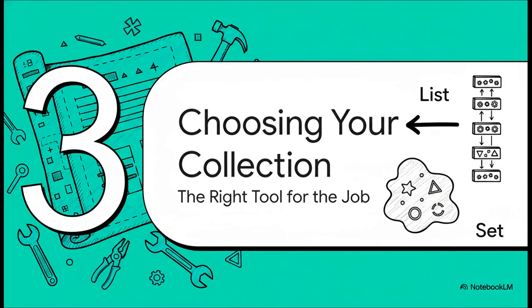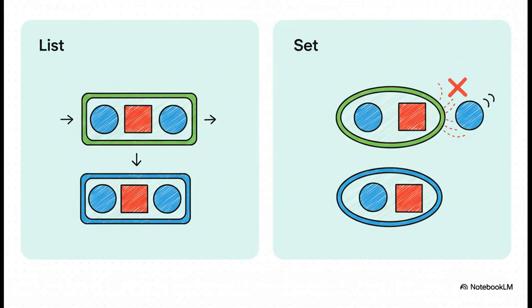Okay, knowing the blueprints is one thing, but being a good programmer means picking the right tool for the specific job you're doing. And your choice between a list and a set is a big one. It's going to define how your data behaves. Let's break it down side by side. A list keeps everything in the exact order you added it. It welcomes duplicates, and you can grab any item by its position, its index, just like an array. A set is the total opposite. It makes absolutely no promises about order. It will automatically reject any duplicates you try to add. And there's no such thing as an index. You can't ask a set for the third item.